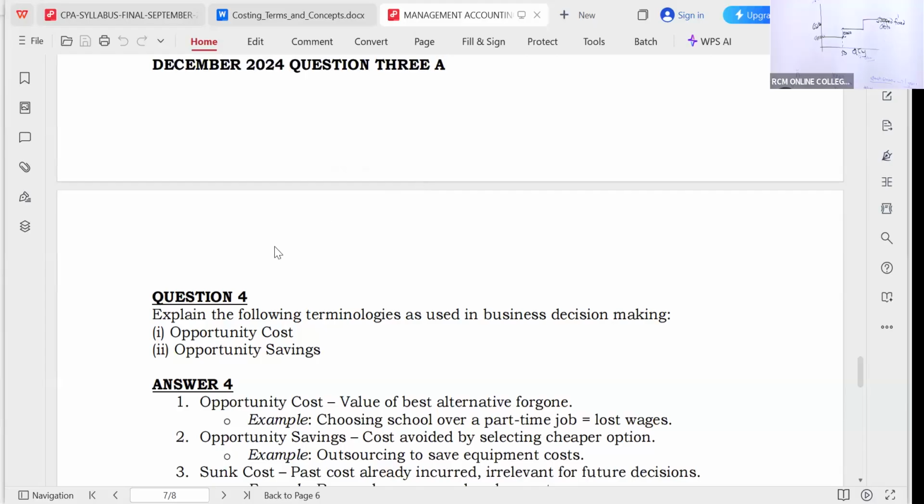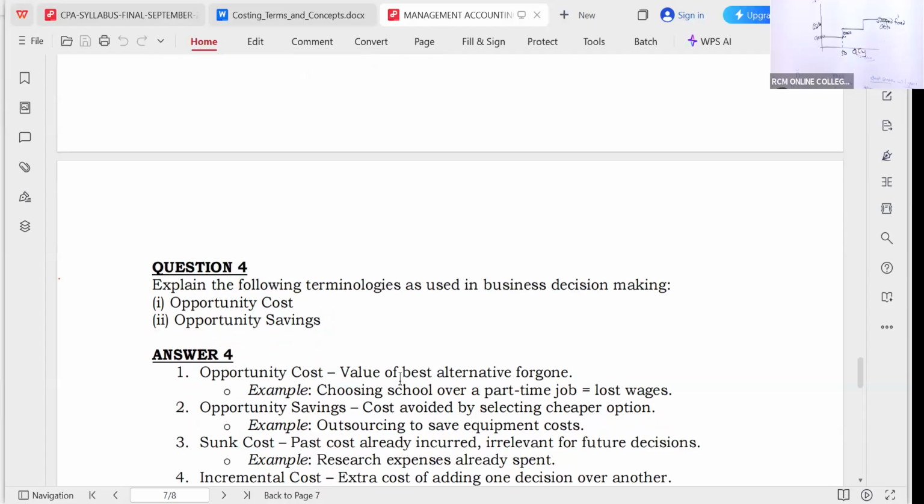I know you are tired, but you're almost finishing. Explain the following terminologies as used in business decision making. Opportunity cost, ladies and gentlemen, is the value of the best alternative forgone. For example, choosing school over a part-time job, you lose wages. So wages lost becomes opportunity cost. Some of you who are here today may have had other plans that would have given you some little money, like a part-time gig. If you have said no to that part-time gig, you've lost some wages. So the lost money is what we're calling an opportunity cost.